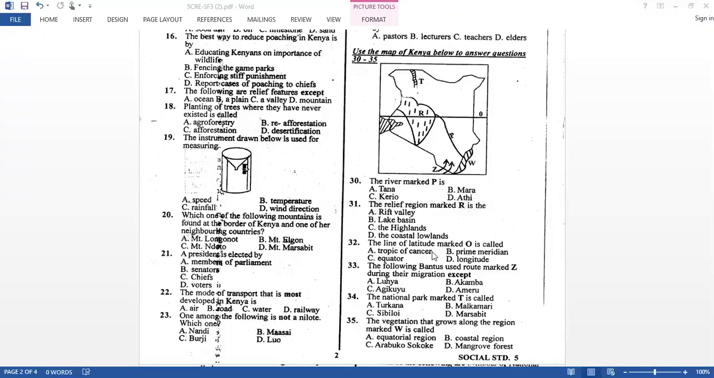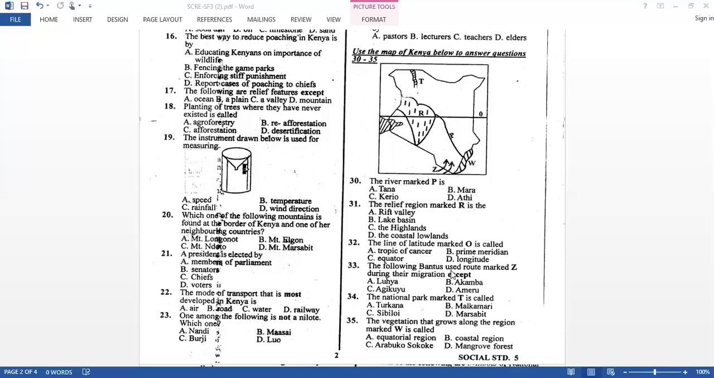Then someone is also asking you to find the latitude marked O. Remember, the latitude that divides Kenya into nearly 2 equal parts is what we call the equator.